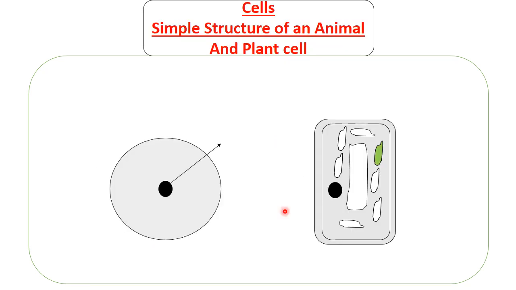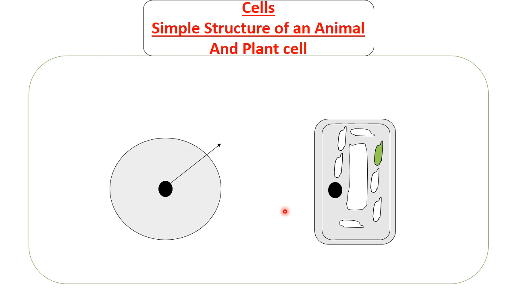Now that we have studied the instrument that is used to study cells, we can now start our study of cells. So we've got different living organisms. We've got plants, we've got animals, we've got bacteria, and each class of living organisms has the same type of cells. In short, an animal and a plant have cells that look different. In this case, we're going to start with a simple structure of an animal and plant cell.